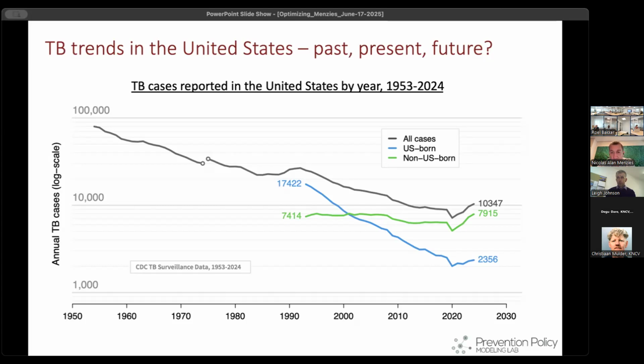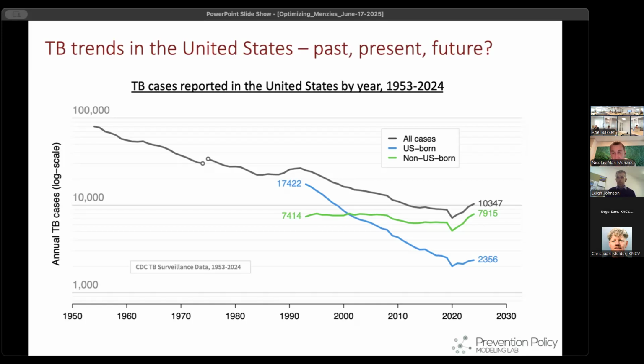Another thing you can see on this plot is these blue and green lines, which break out overall TB cases amongst those born within the United States in blue and amongst those born outside of the United States in green. There's a very clear trend from the 90s, a point where most TB in the United States was amongst individuals born within the United States, to a point where we now have 75 to 80% of all TB arising amongst individuals who are born abroad. And there's good reason to suspect that trend will continue, unless there are huge changes in migration into the United States.